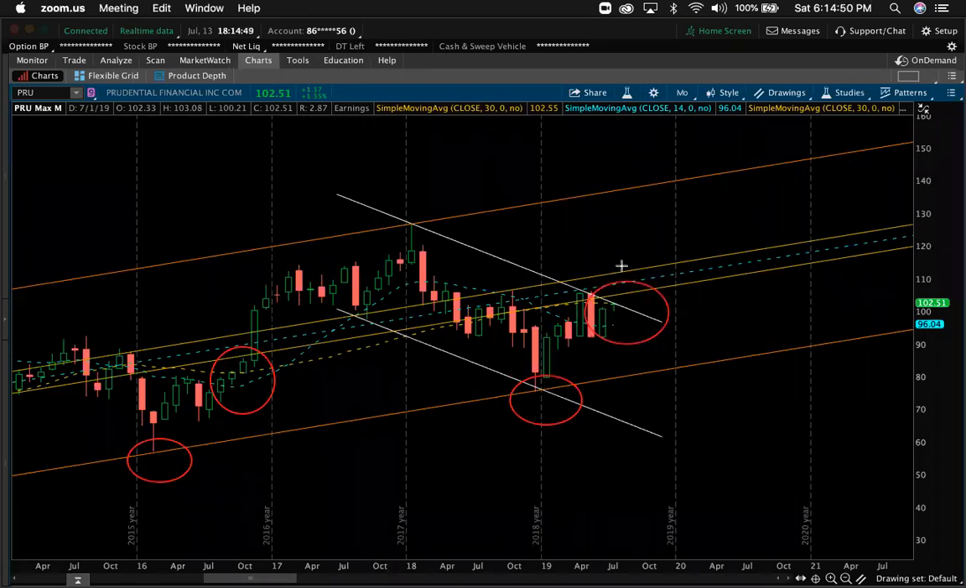Target is 120. They report end of month. So the upside would be around 120, August 120s. I was even looking at the 125 for September, or the 120s for September as well, because the way with PRU is, PRU trades off of monthlies, not weeklies.